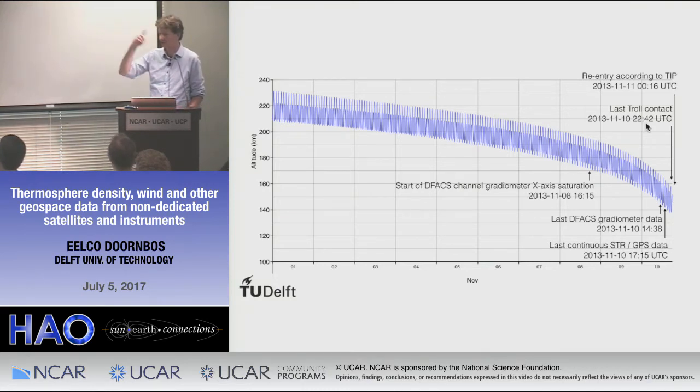Then they made a couple of short passes over ground stations where they just sent back attitude and GPS state data, so we could use that for the orbit determination, and we could use that to check that it was still flying like an arrow.